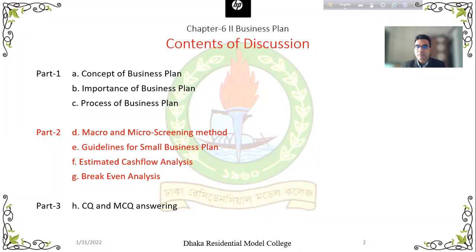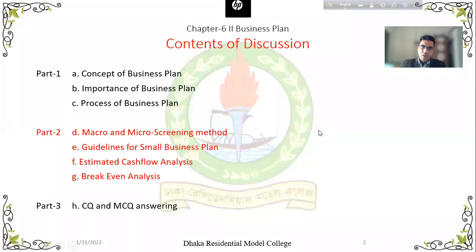Understand? How many processes are there? Two. Right, there are two processes to evaluate the project. Today we will discuss the two processes. One is the macro screening method or process. Another one is the micro screening method or process.